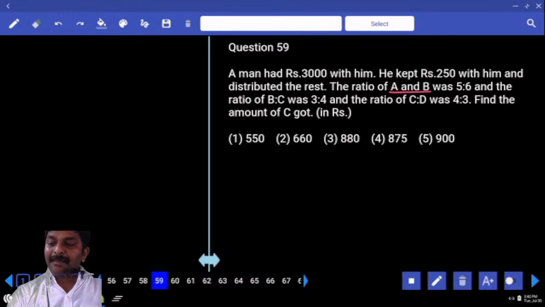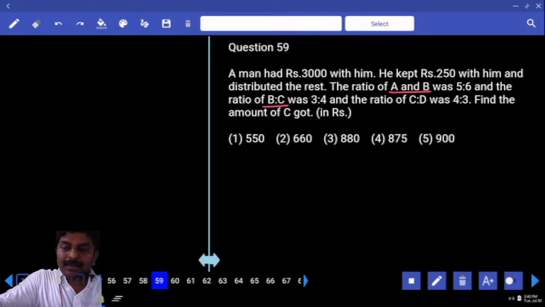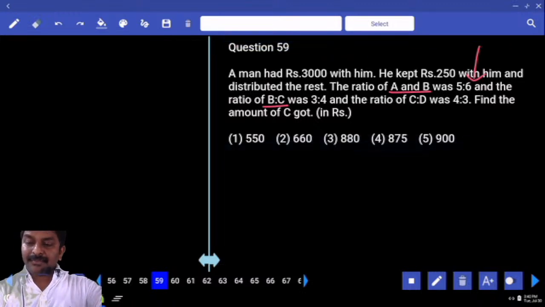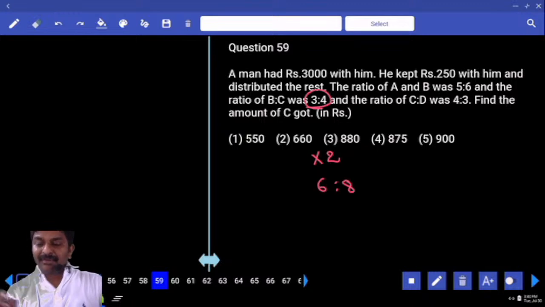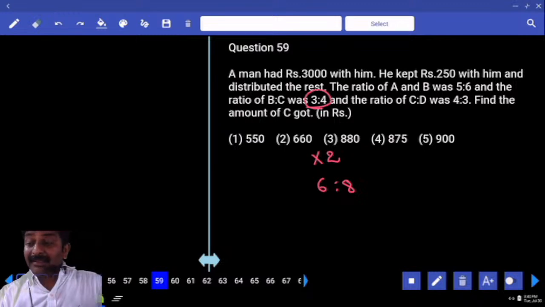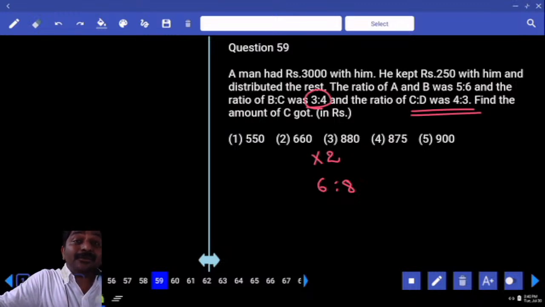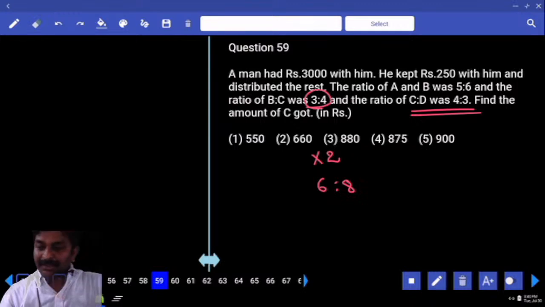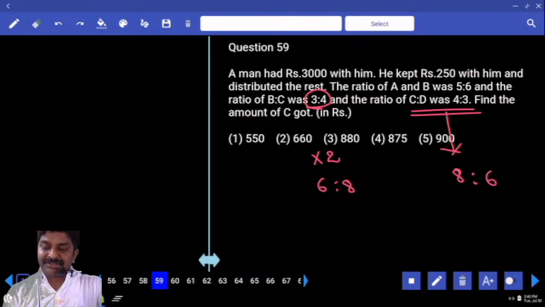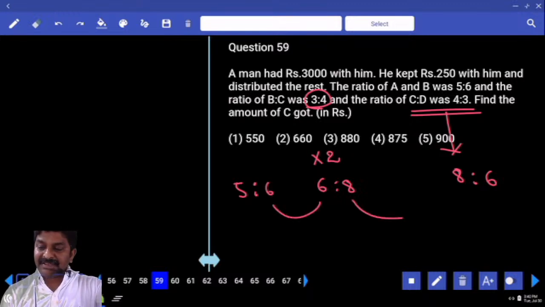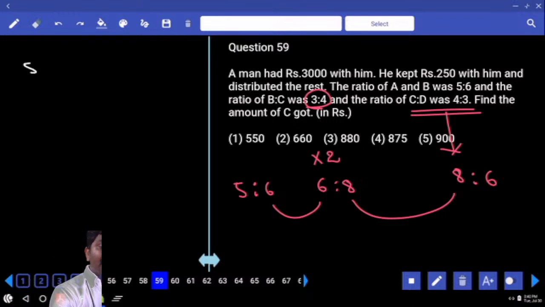Okay. AB and BC. Who is common? B is common, in first ratio and second ratio. So you have to multiply this number with definitely 2, right? Then you will get, here what is C value? 8. C and D. What is C value? 4. But we have to make it 8, right? Even then, this must be multiplied with 2. Then you will get 8:6 for CD. B is common. C is common. Now ABCD ratio, we can rewrite it as 5, 6, 8, 6.